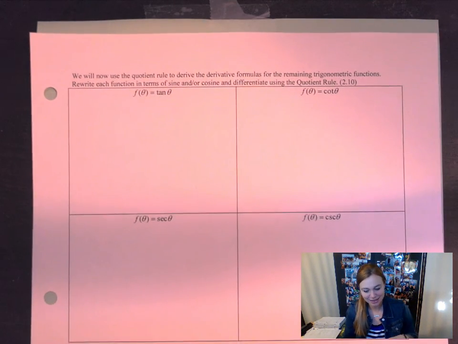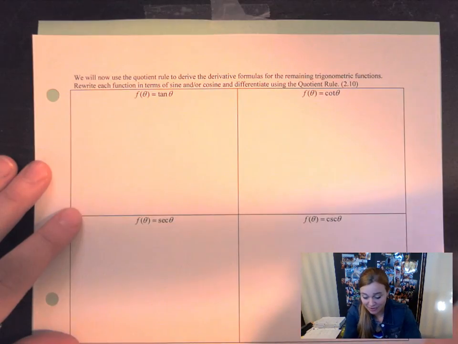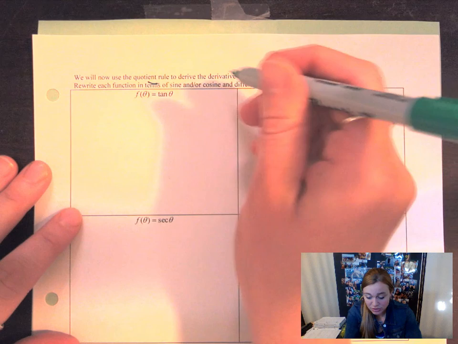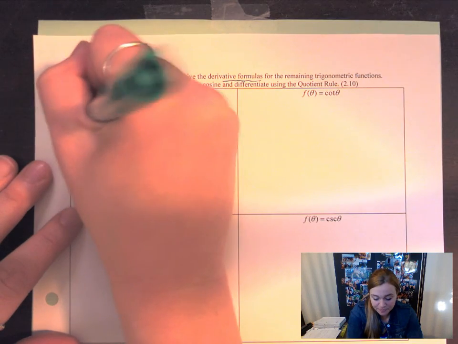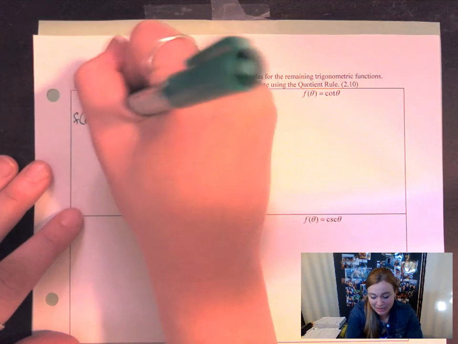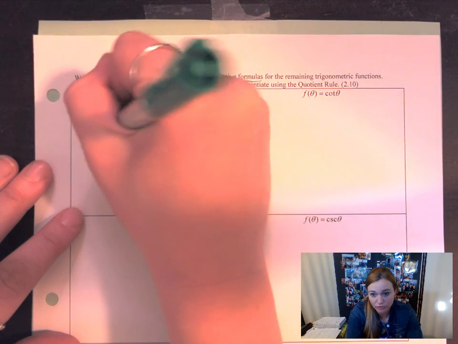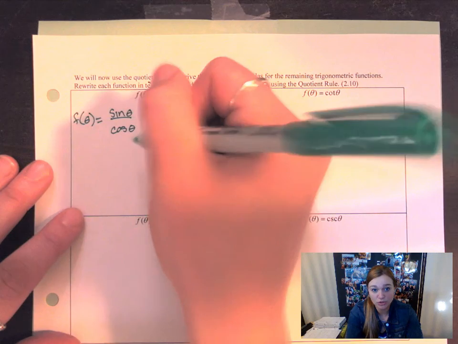Okay, so then you're thinking about this and you're like, well, I know other things that have quotients in them. Can we do trig today? We can, because if I want to find the derivative in here, it says use the quotient rule to derive the derivative formulas for the remaining trig functions. So if you remember, tangent can be written another way. Tangent can be written as sine of theta over cosine of theta. That looks like a quotient to me.